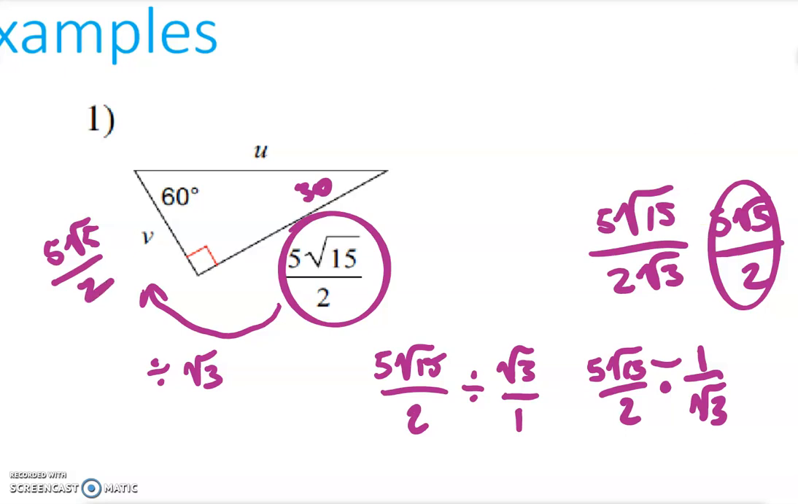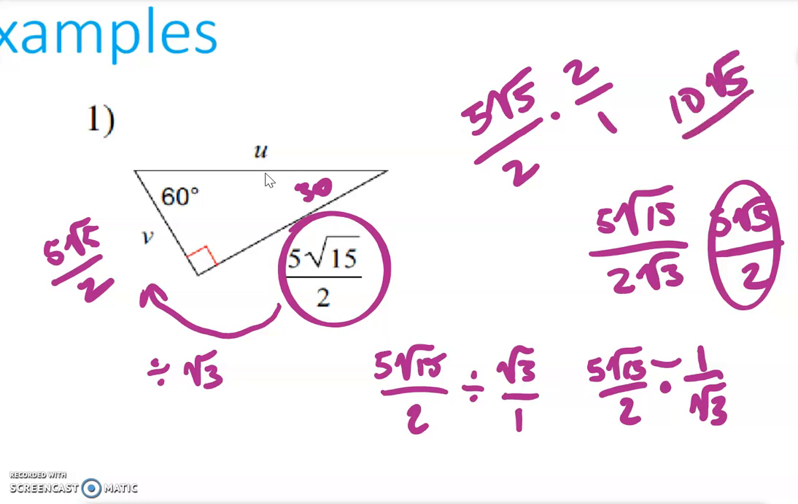And then remember, the hypotenuse here is just 2 times the short leg. So whatever the short leg is, this times 2 is the hypotenuse. So if I just take 5 times square root of 5 over 2, and I just multiply it by 2, which is 2 over 1, I just get 10 square root of 5 over 2, and then 10 divided by 2 is 5. So it's 5 times square root of 5.